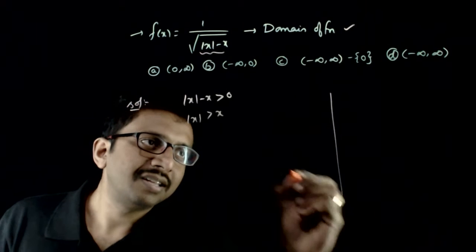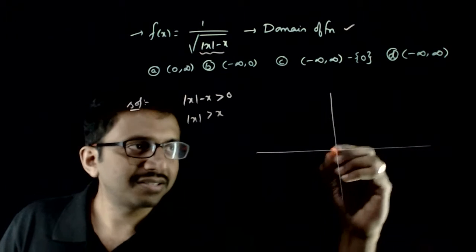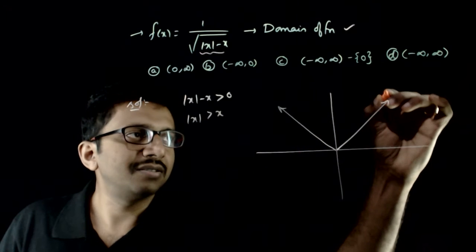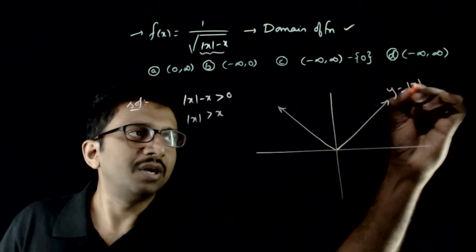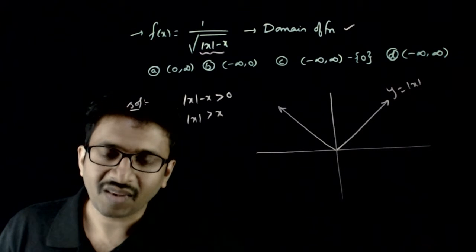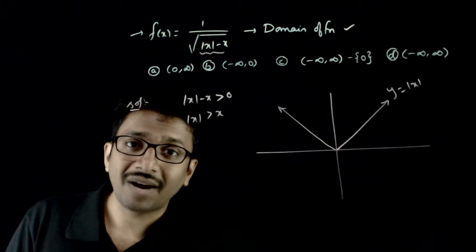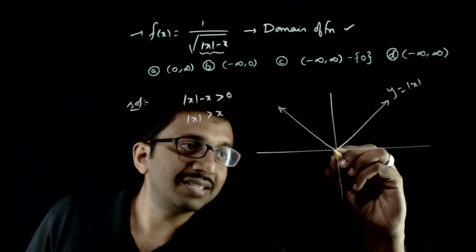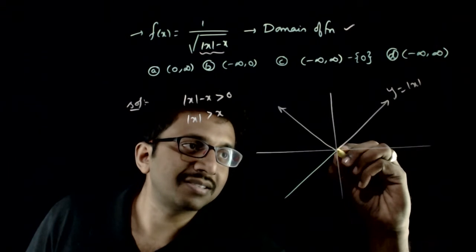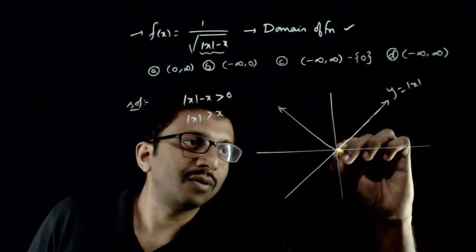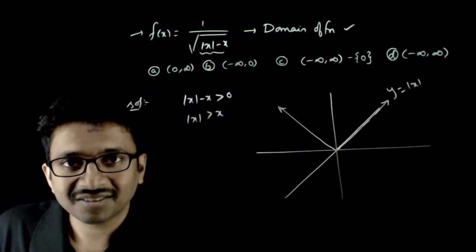So if you take the graph of mod x, the graph of mod x is looking something like this. This is the graph of y is equal to mod x, right? And I'll draw the graph of y is equal to x. So y is equal to x looks like this. It goes on like this.